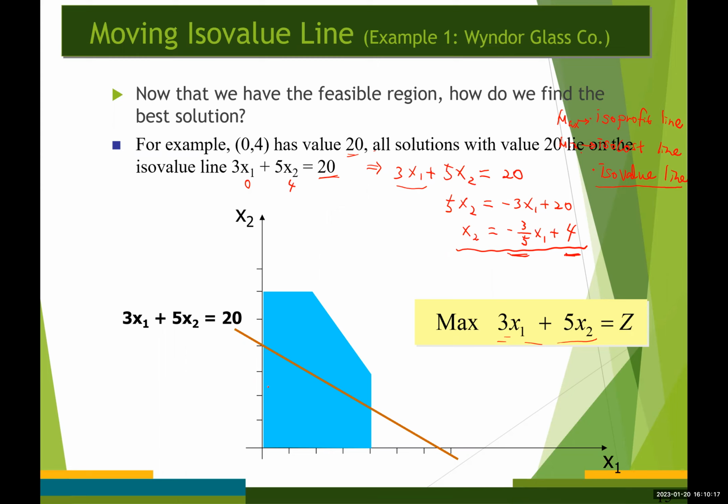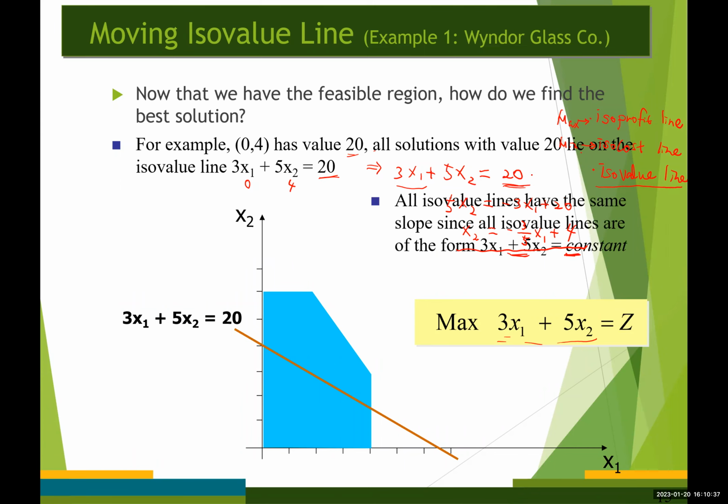And all iso value lines have the same slope because all iso value lines are of the form 3x1 plus 5x2 equals constant values, okay? You see this clearly? So this means that once we have drawn one iso value line, we can find all other iso value lines by moving parallel to the iso value line we have just drawn.